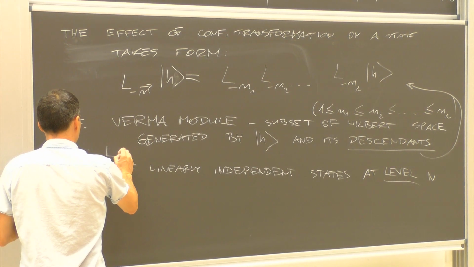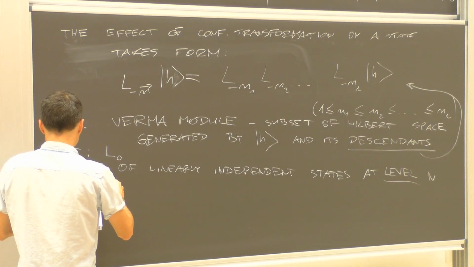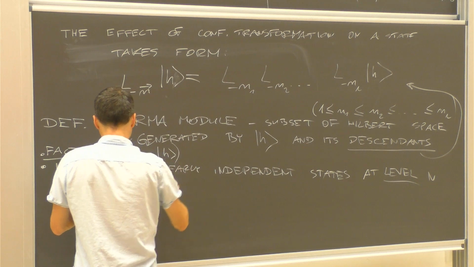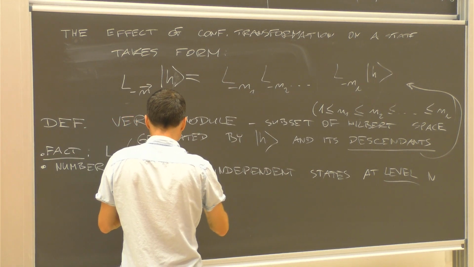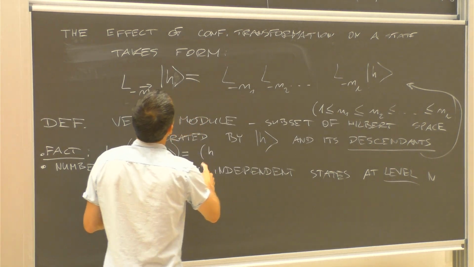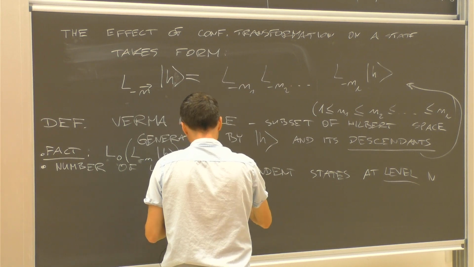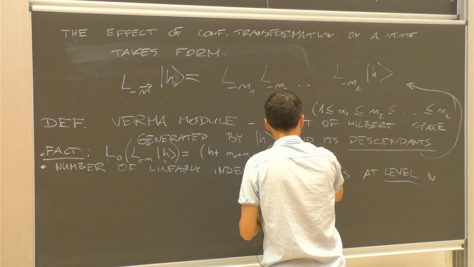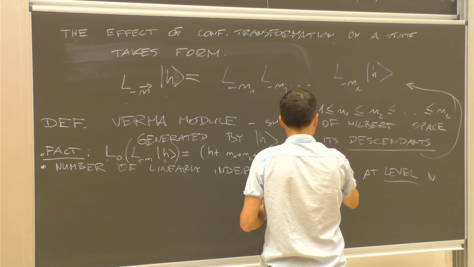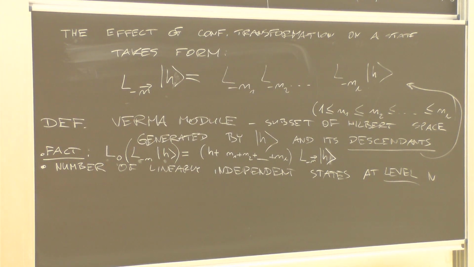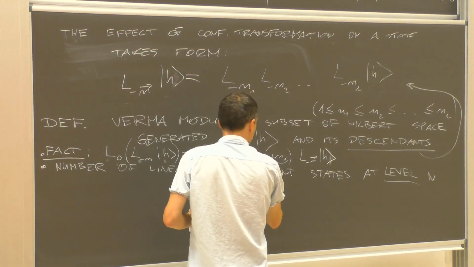You may compute also the result of acting with L0 on such a descendant state. And it turns out that this descendant state is also an eigenstate of L0, but with eigenvalue which is h, like for the original state, plus all these indices n1, n2 up to the last one. This summation is called the level.